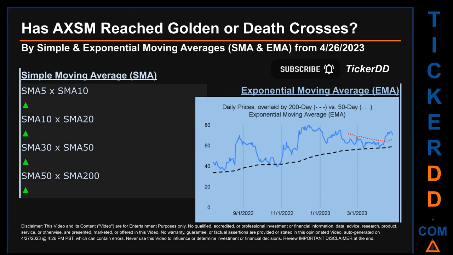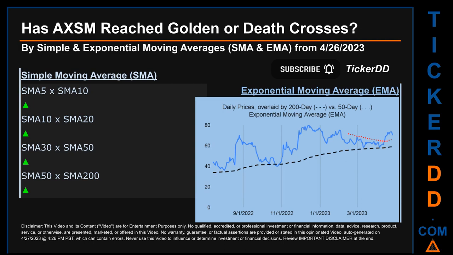Has AXSM price reached golden or death crosses? Golden cross and death cross are basic signals that compare average prices across two specified trade day ranges, a short-term versus a long-term range. For example, 5-day versus 10 trade days. Essentially, a golden cross is a bullish signal. It appears when a ticker's short-term moving average crosses above its long-term average. Vice versa, a death cross is a bearish signal when the short-term crosses below its long-term moving average.